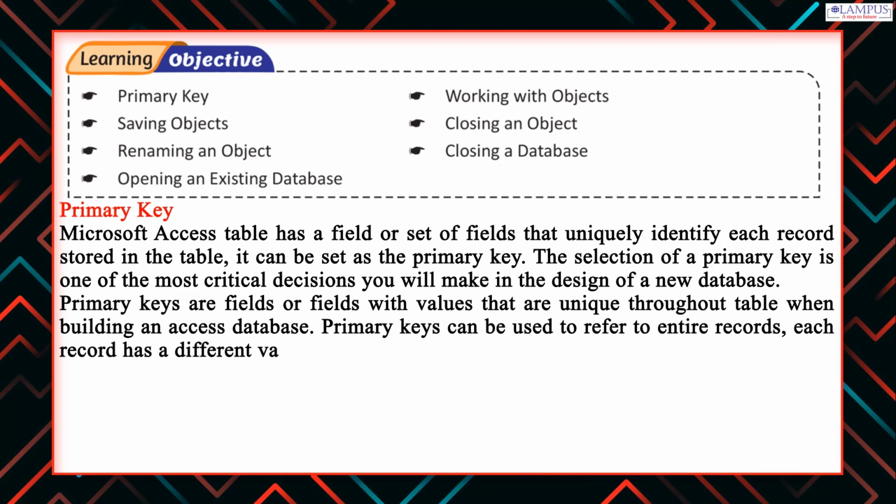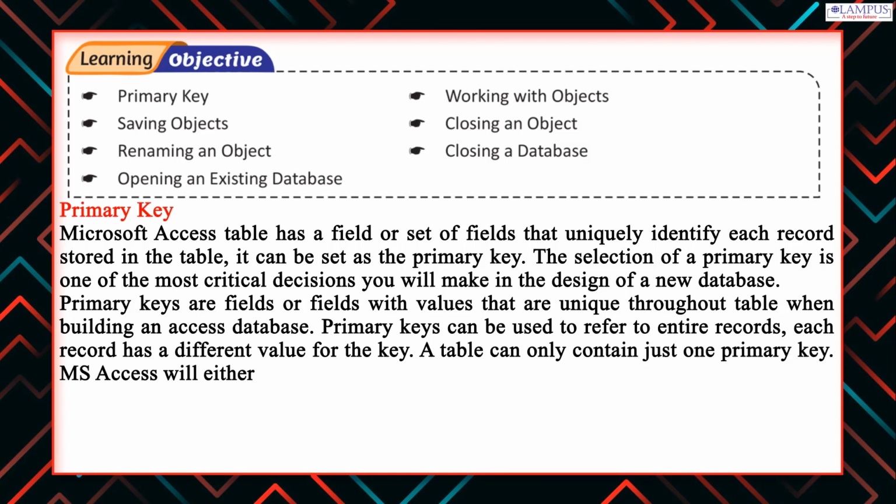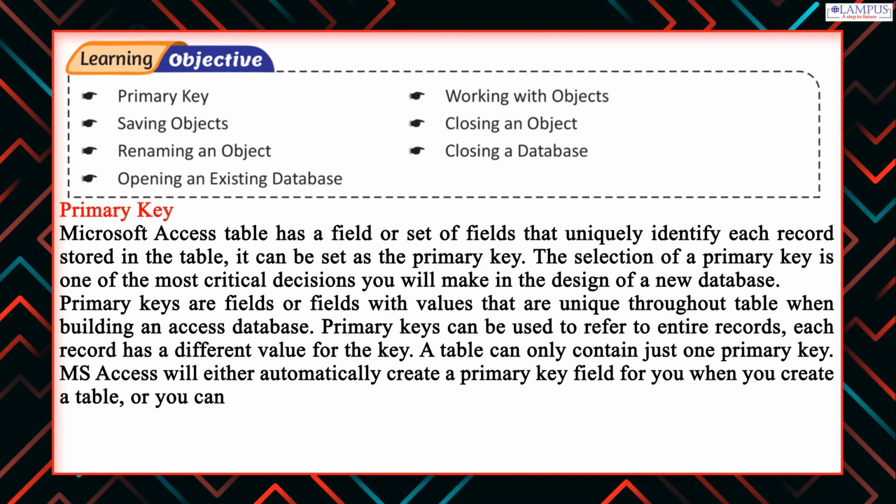Each record has a different value for the key. A table can only contain just one primary key. MS Access will either automatically create a primary key field for you when you create a table, or you can specify a field you want to use as the primary key.